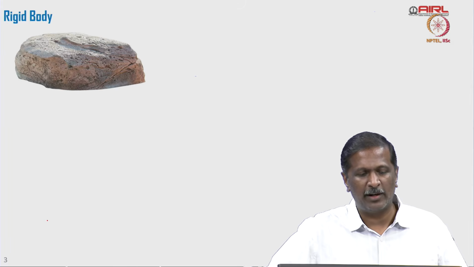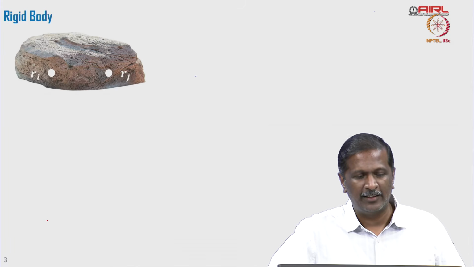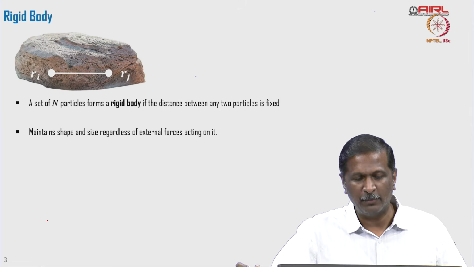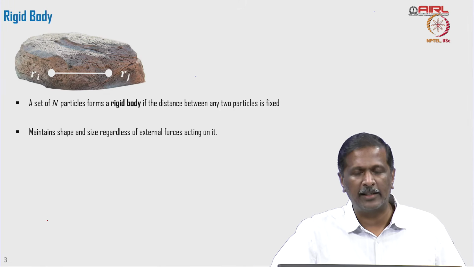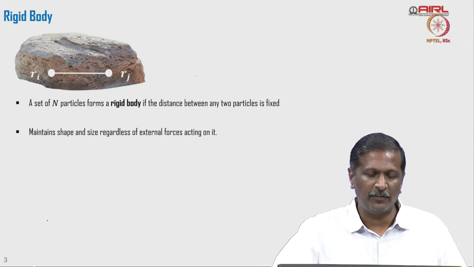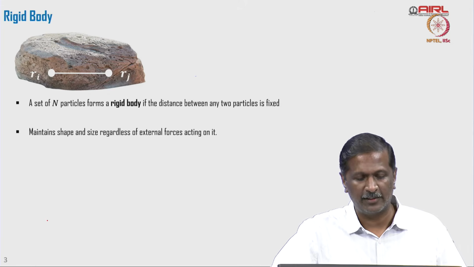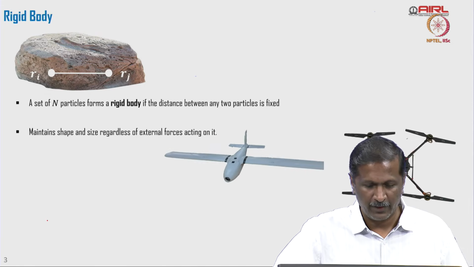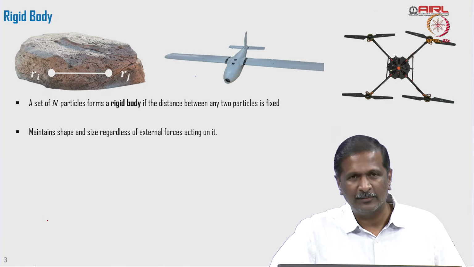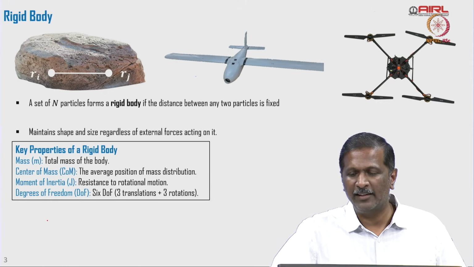So, what is a rigid body? We are looking at an object, so let us say n particles in a particular object form a rigid body if the distance between any two particles is always fixed, constant. This will give the body a specific shape and size regardless of external force which is acting on it, right. So, for example, your aircraft wing frame.